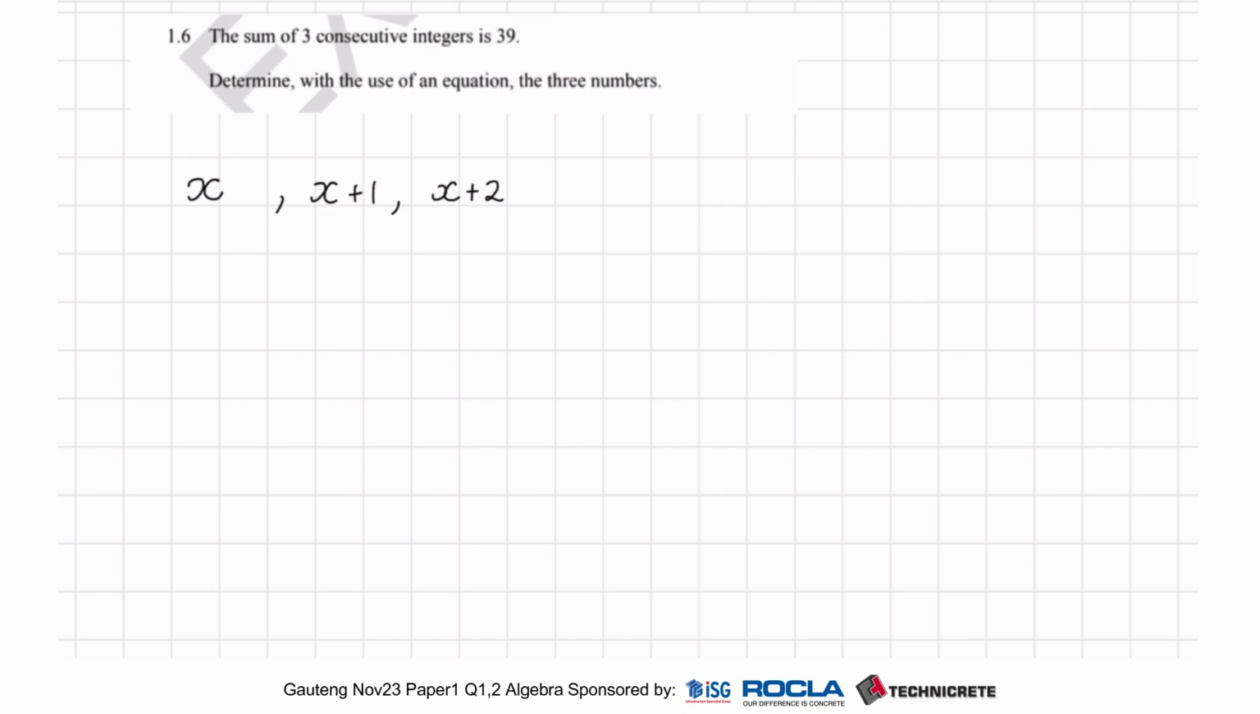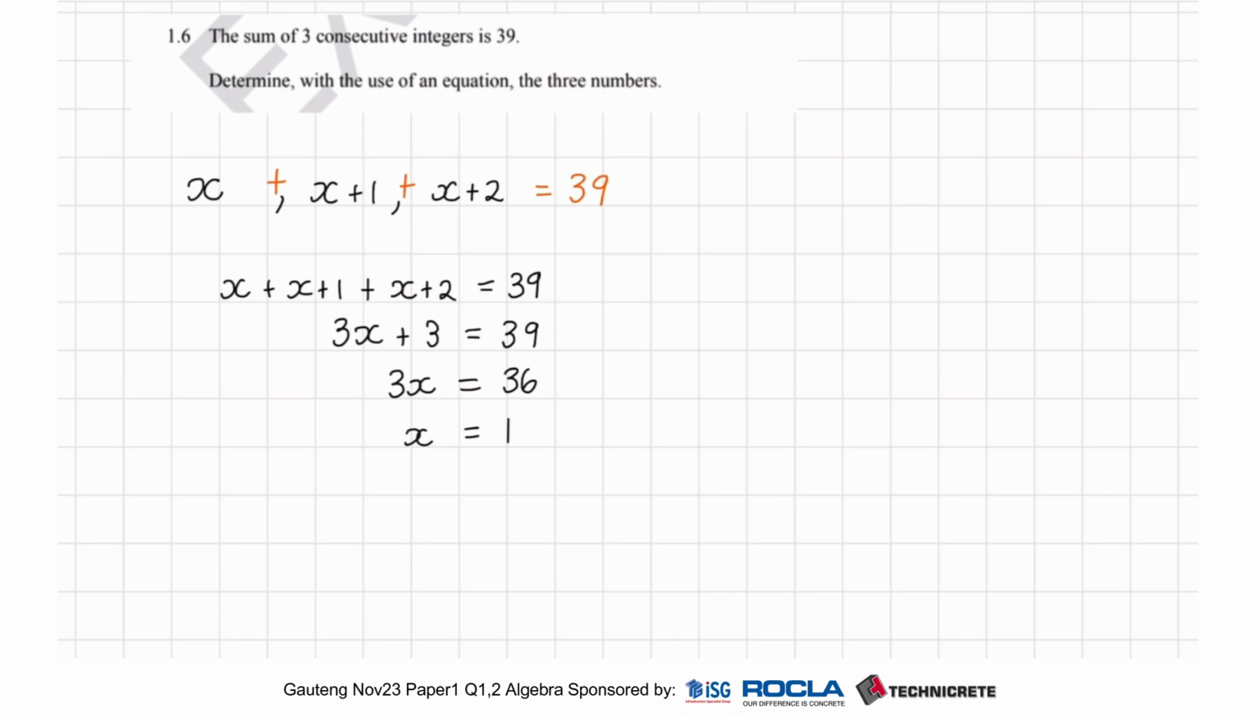And I'm told that the sum of all of these is equal to 39. So my equation is going to be x plus x plus 1 plus x plus 2 is equal to 39. I gather all my x's on the left-hand side, so I have 3x, and then my numbers are 3, 1 plus 2 is 3, equals 39. Then I want x on its own on the left-hand side, so I have 3x. I minus 3 from the left-hand side, which means I also have to minus 3 from the right-hand side. And then I just divide everything by 3 to get x. So x is equal to 12.